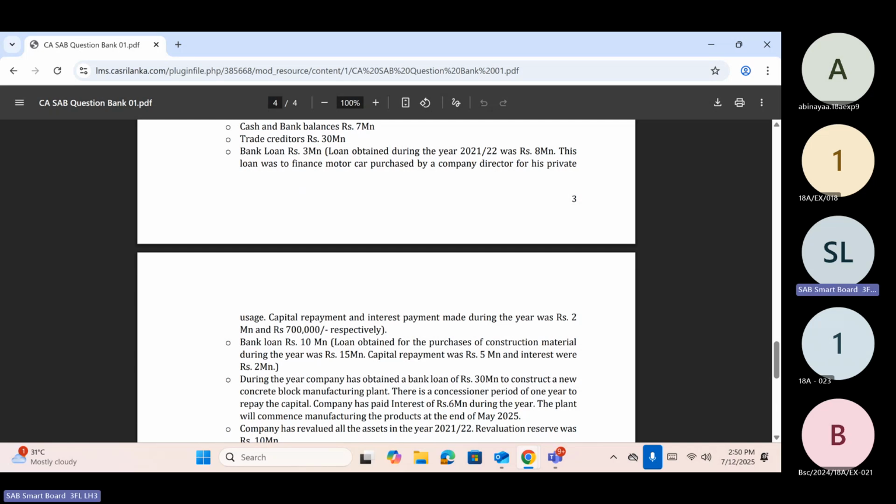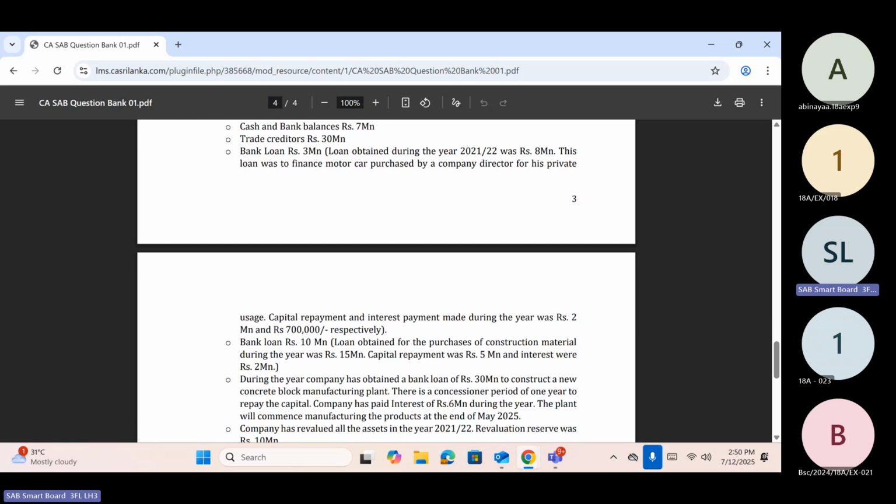Loan obtained during the year 21-22. Cost rupees 8 million. This loan was to finance a motor car purchased by the company. The loan has been used to purchase an asset by a company director for his private usage.